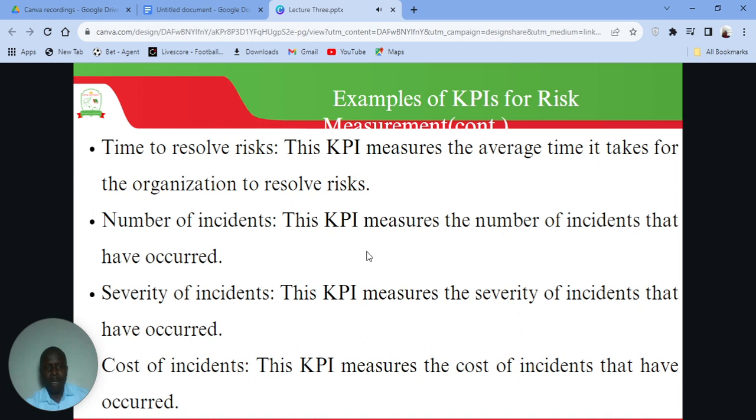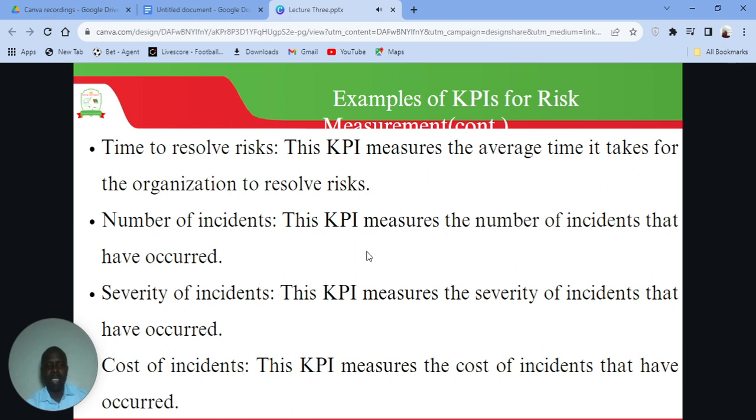Other KPIs would be time to resolve risks. We can also have metrics that are going to answer the question of how long it took for us to respond to this risk or to deal with this risk. The other one is the number of incidences. This KPI measures the number of incidences that have occurred, the number of risks that have taken place.